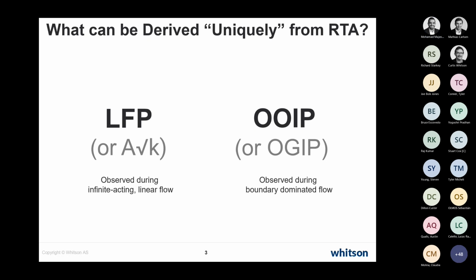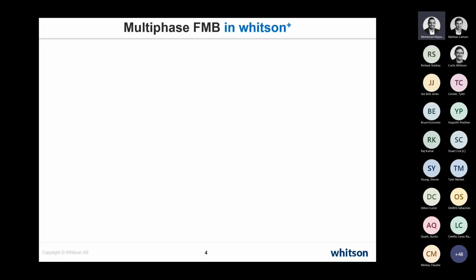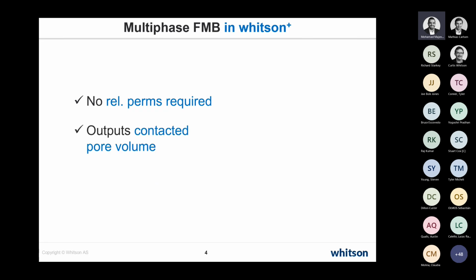And then the two workflows that we will be talking about are the multi-phase flow and material balance and the numerical RTA. Multi-phase flow and material balance is the method that Matthias covered in the previous presentation, very quick. As he mentioned, there are no relative permeabilities required for this method. What you get out of it is the contacted pore volume, and it's basically geometry agnostic, and that's something that we will discuss in this presentation.